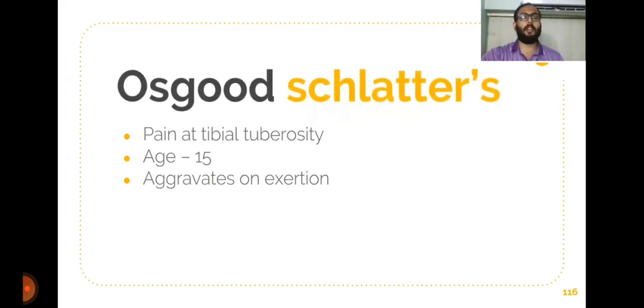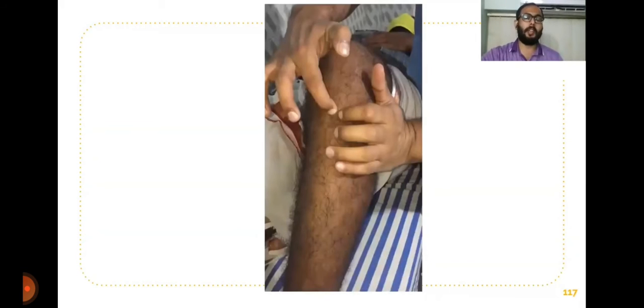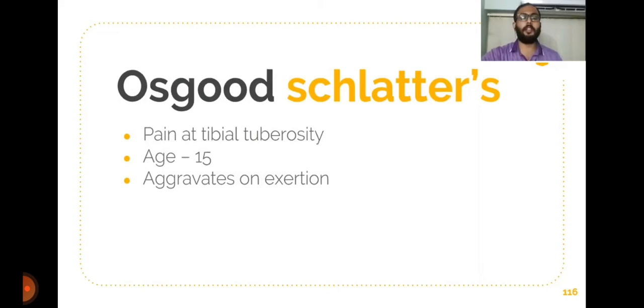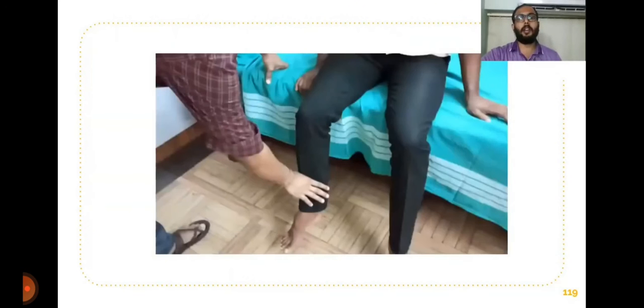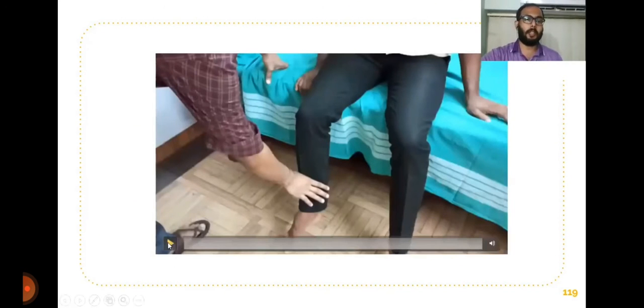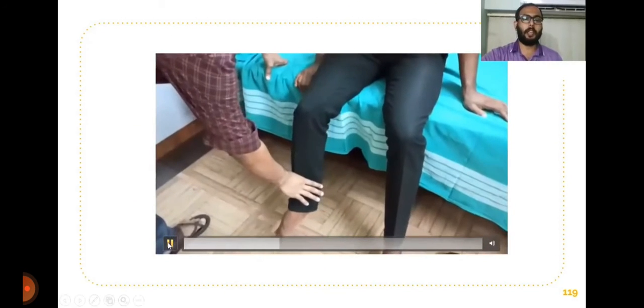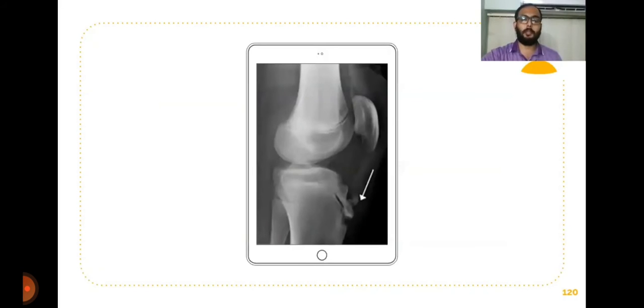And this is pain at the tibial tuberosity, commonly seen in the 15 age group. We can diagnose it by asking the patient to extend the knee against our resistance. This is a clinical examination test. If the patient feels pain over the tibial tubercle, then it's suggestive of Osgood-Schlatter. It is more common in the 15 age group. In the 12 age group, there is a disease called Sinding-Larsen-Johansson. It is not very common, rare.